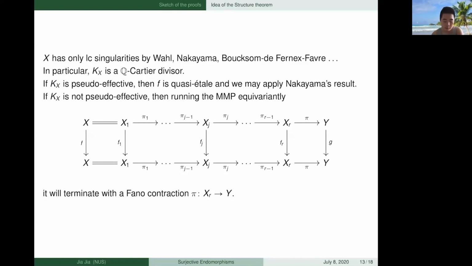in that case, F is quasi-étale. Yeah, this lemma says when we have an endomorphism of a projective variety, and the canonical divisor is pseudo-effective and Q-Cartier, then the ramification divisor is 0. So this F is quasi-étale. And in that case, we apply Nakayama's result.